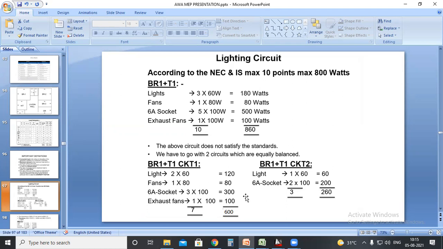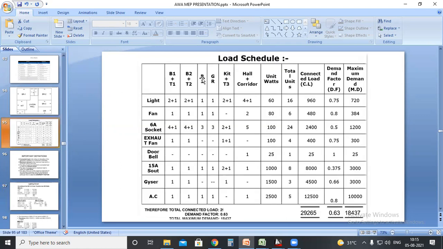From this idea, can you tell how many circuits will be required in bedroom 3? Bedroom 1 and bedroom 2 are exactly the same, so I am not asking about bedroom 2; the same thing will come there. You can see 2 plus 1, 2 plus 1, 1, 1, 4 plus 1. But in the case of bedroom 3, the numbers are different. So can anybody say the number of circuits that we will require in bedroom 3? Just take the light circuit only. Okay, 1. Yes, correct. 1 is correct.